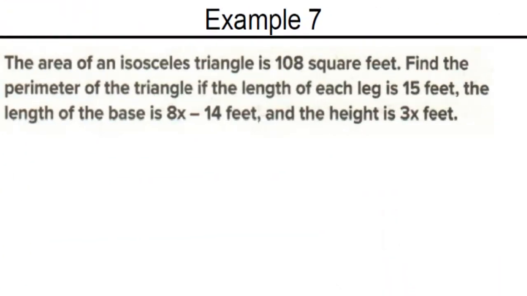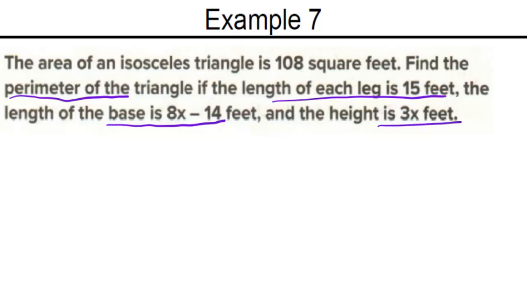Example 7, the area of an isosceles triangle is 108 square feet. Find the perimeter. They're asking us to find the perimeter of the triangle. If the length of each leg is 15 feet, and the length of the base is 8x minus 14 feet, and the height is 3x feet.